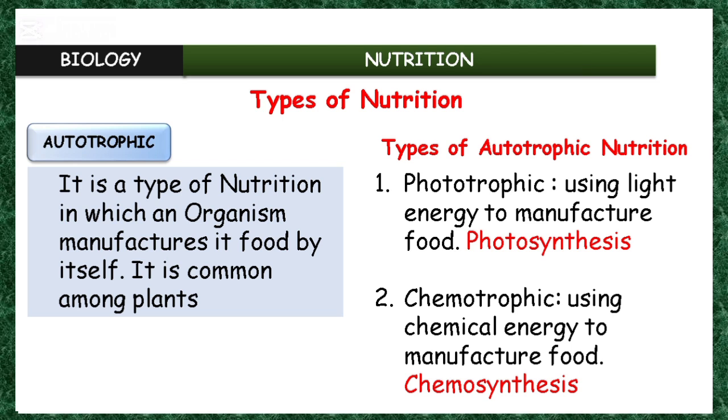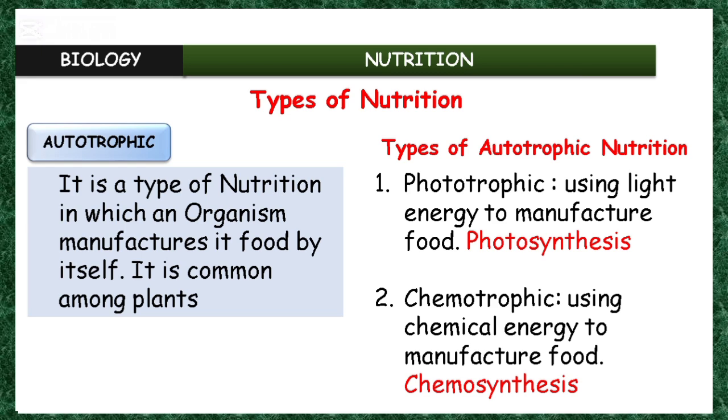Chemosynthesis and photosynthesis are kinds of autotrophic nutrition. And as I've said, for photosynthesis, light energy is used for manufacturing the food, while for chemosynthesis, chemical energy is used for the manufacturing of the food, for the manufacturing of glucose for the organism. We'll soon come back to that in full detail as we move on in the class.